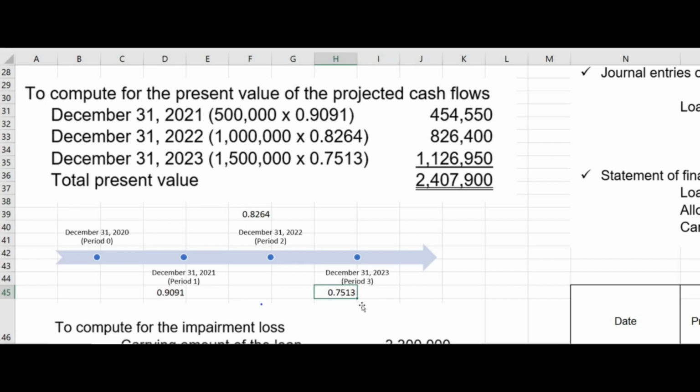So 0.7513. So that's for the 1.5 million since it will be collected 3 years after. So after that, you simply add all of the present value of the projected cash flows. So yung 2,409,900, that is now the present value of your future cash flows.